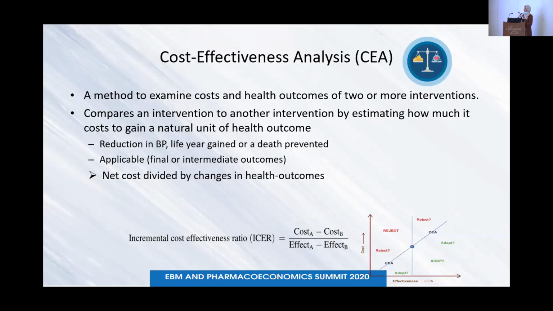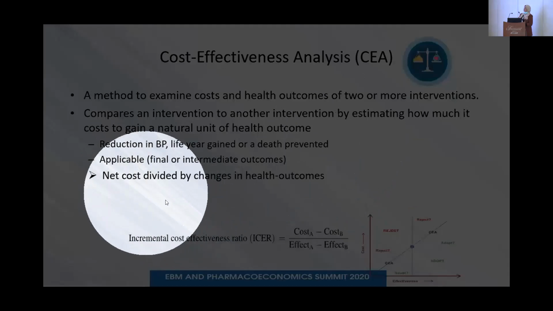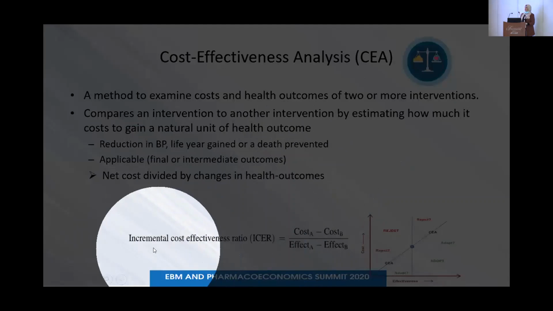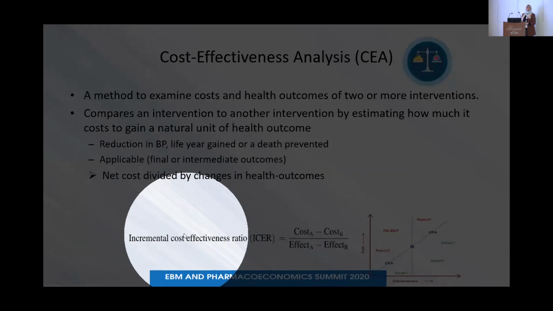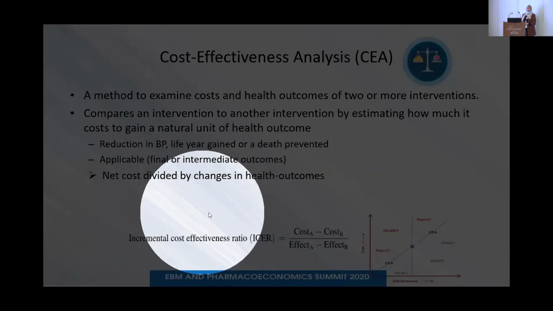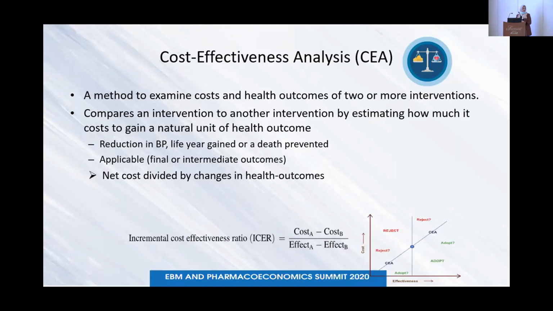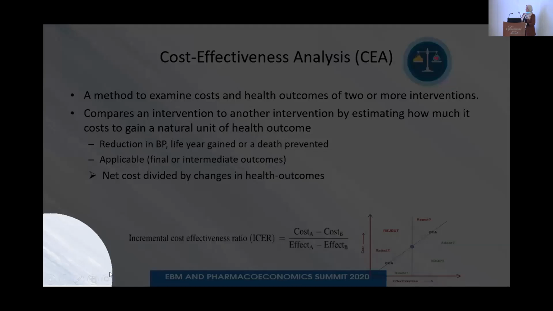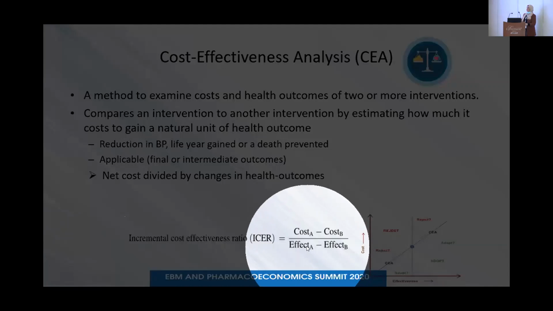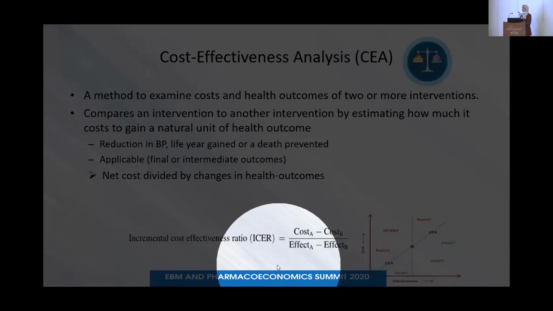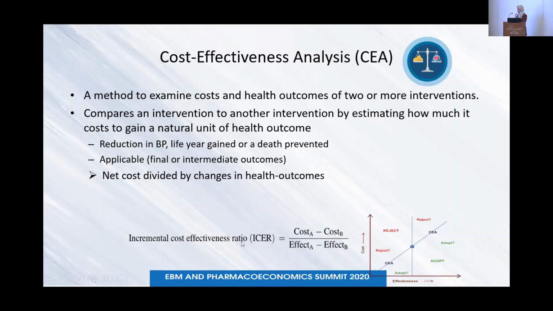So as it gives us the net cost divided by the change in health outcomes represented by the natural units, we have a very common incremental cost effectiveness ratio, ICER, and you would hear about it a lot in today's session. Already Dr. Imad talked about it, and here's the expression of it. We just look at the difference between the cost of our options, and we divide it by the difference in effect or outcome of the two alternatives.